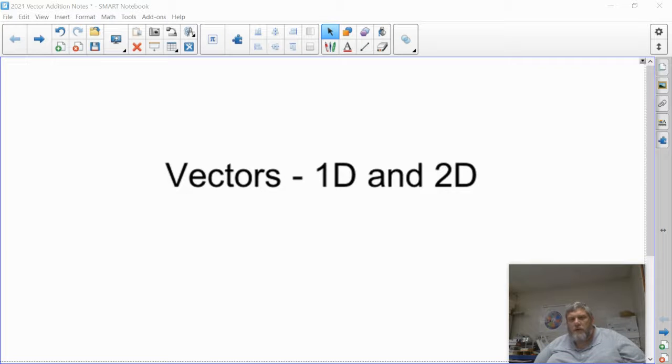All right, folks. Today we're going to look at vectors, both in 1D, which we've already done, and 2 dimensions, which we've talked a little bit about but haven't done much with.